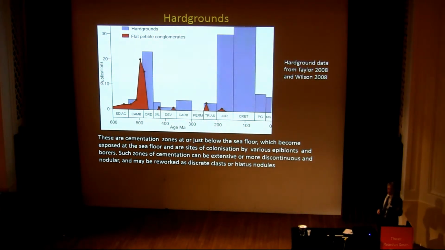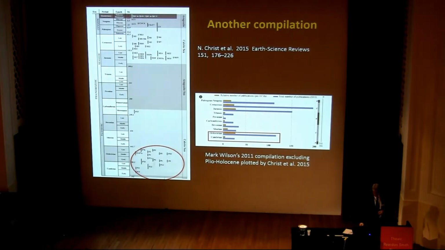If you're unfamiliar with what hardgrounds are, just to remind you, these are cementation zones at or just below the sea floor, which become exposed to the sea floor. They get colonized by various epibionts, as you've already seen, and borers, and they can form extensive continuous sheets, or particularly in the middle Ordovician, they're often broken up to form what some people have referred to as hiatus concretions, or just intraclasts, if you like. So these stones are also being turned.